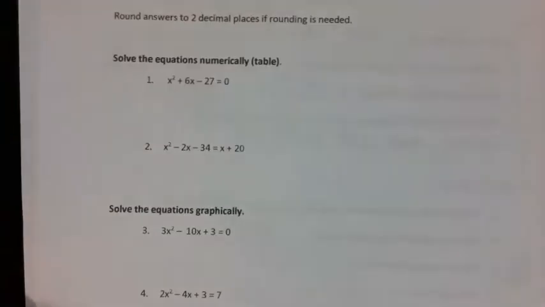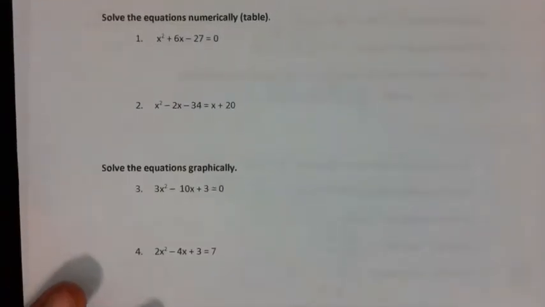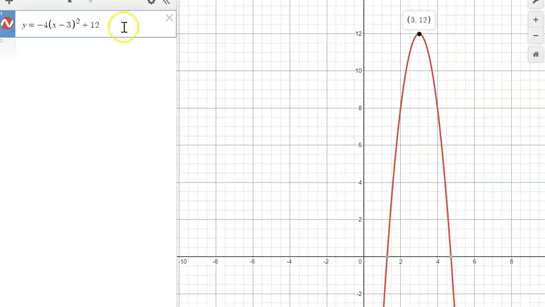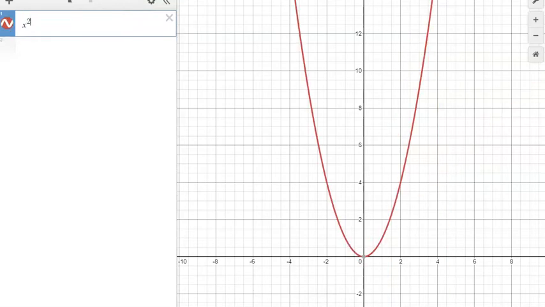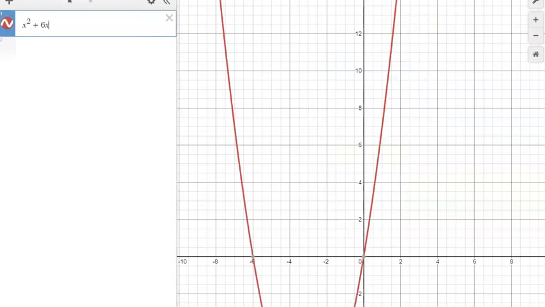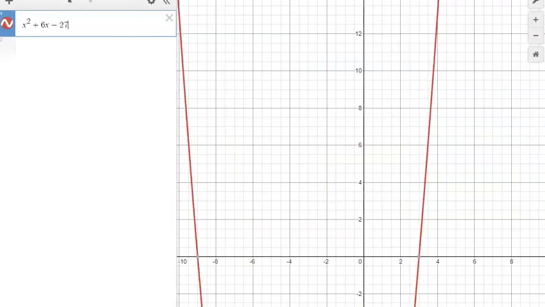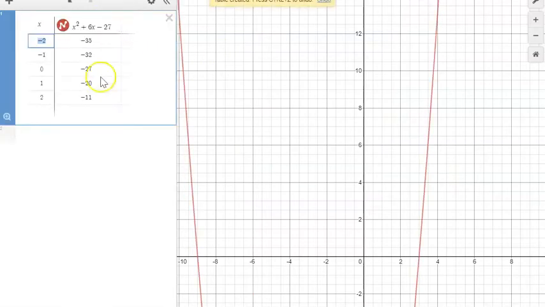These ones need to be rounded to 2 decimal places if necessary. These ones want me to solve numerically using a table, so I'm going to go back to Desmos and type in my equation. Once I have it equal to 0, I just type in the left side of the equation. Okay. Then I go to the little cogwheel up here, and I hit this to turn it into a table. I need to see where my table of values are.